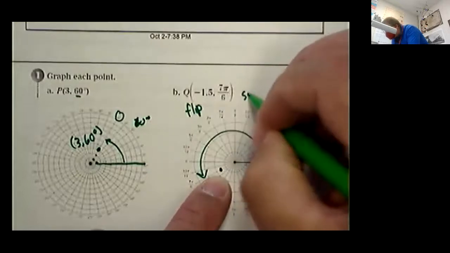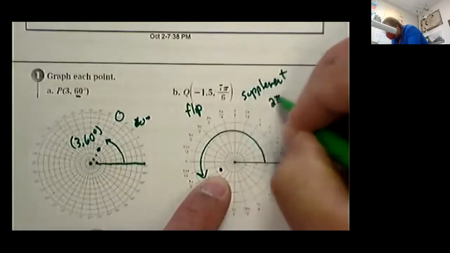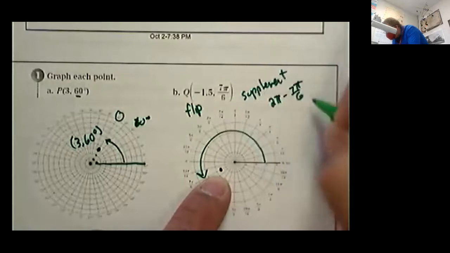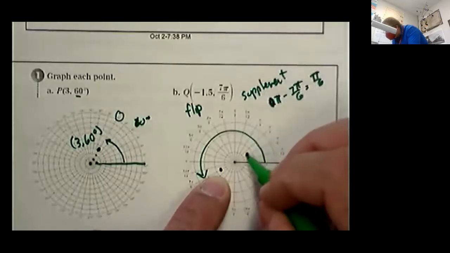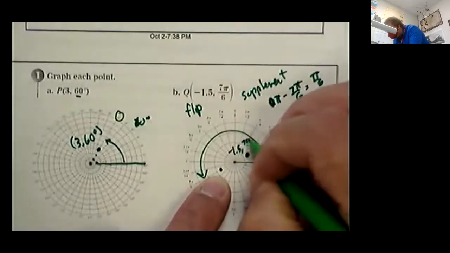This is also the supplement, if we think back to geometry. So 2π minus 7π/6, sorry, not 2π, π is 180. That puts us back at π/6. So we're on π/6 at 1.5. So there's our point, (-1.5, 7π/6).